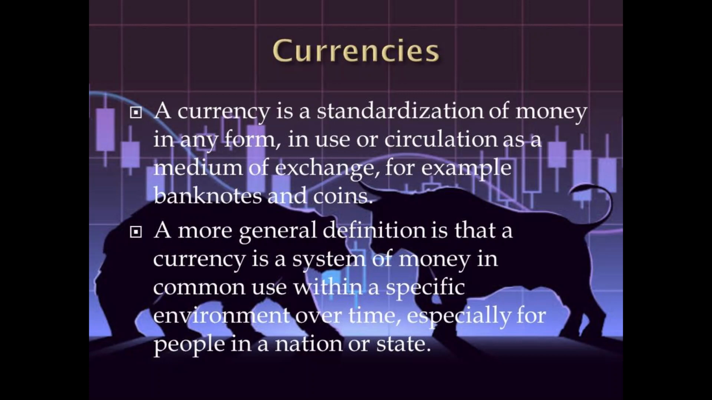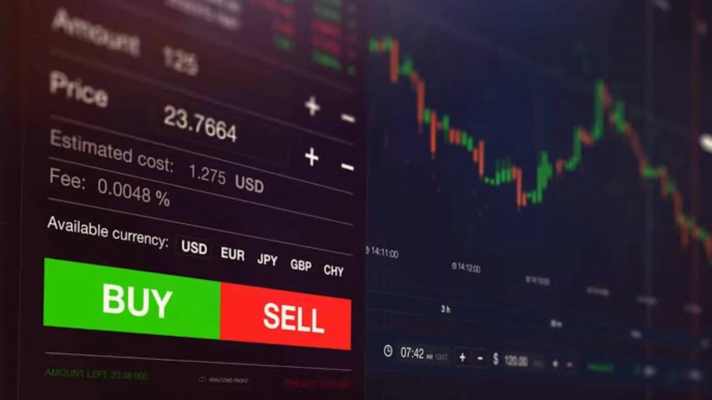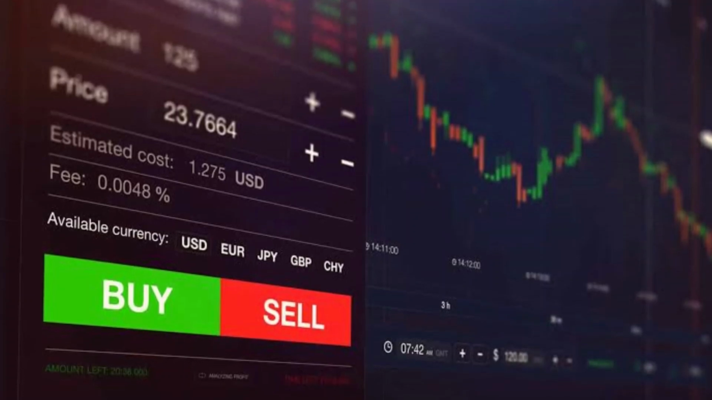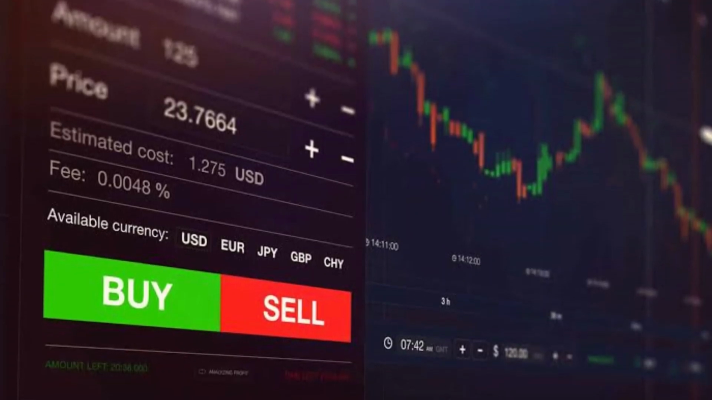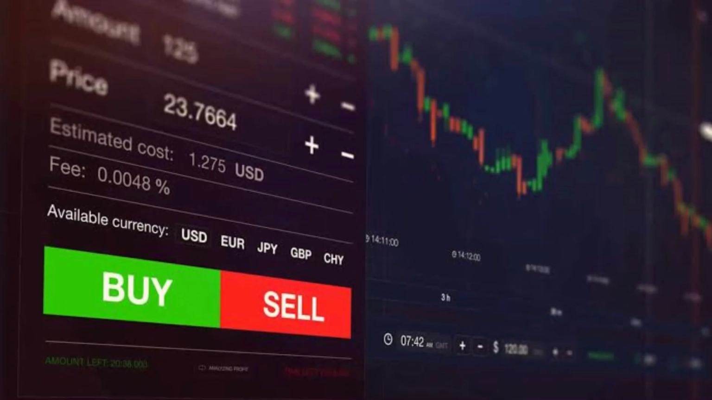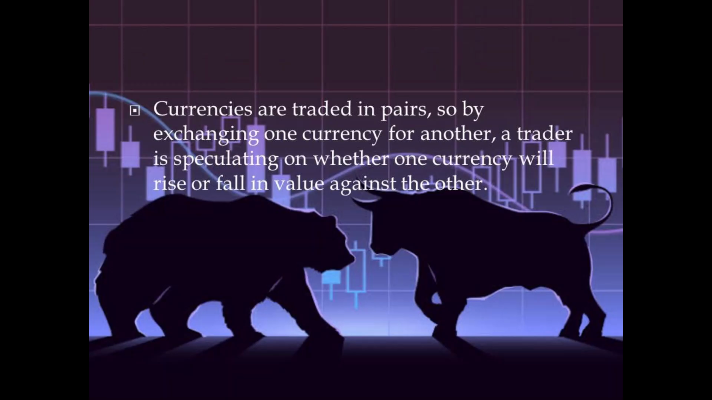A currency is a standardization of money in any form in use or circulation as a medium of exchange, for example, banknotes and coins. A more general definition is that a currency is a system of money in common use within a specific environment over time, especially for people in a nation or a state. In other words, currency is the money we use in a particular country to buy things. It is basically used as a medium of exchange, and it is no different from the ones traded on Forex.